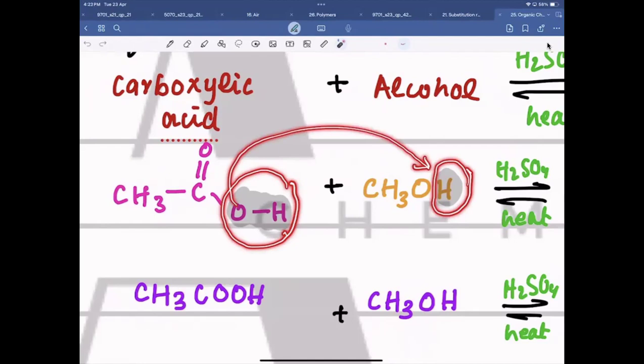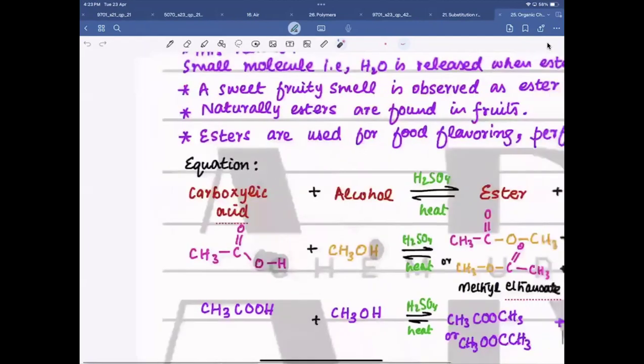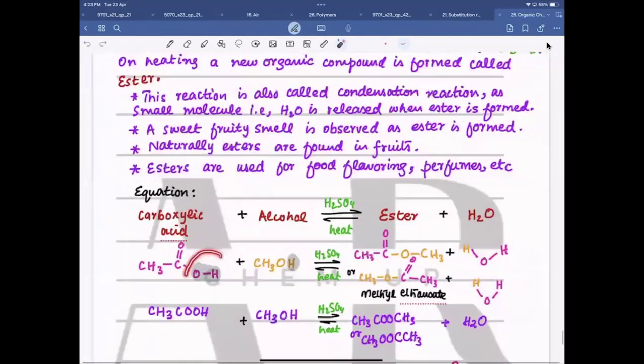Yes, did you guys understand this? So see, that's what happened. This OH and this H will form water over here. Is this clear?